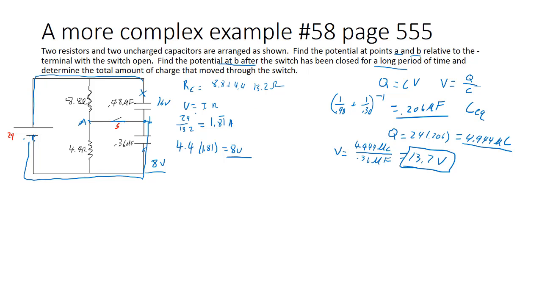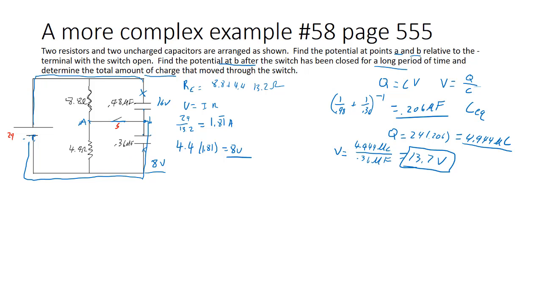Now we can use that for this last part of the question, which says determine the total amount of charge that moved through the switch. Before the switch was closed, no charge had flowed through the switch. We had a little bit of charge separation from this plate to that plate, but nothing flowed through the switch. Now the switch is going to close, and what we need to know is how much charge is on each plate, and then we have to think about how to combine those.